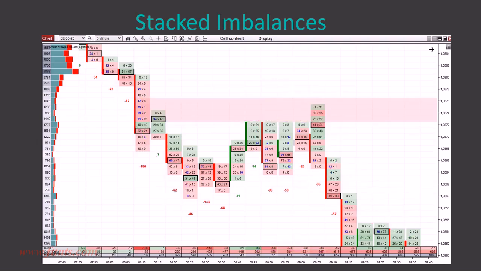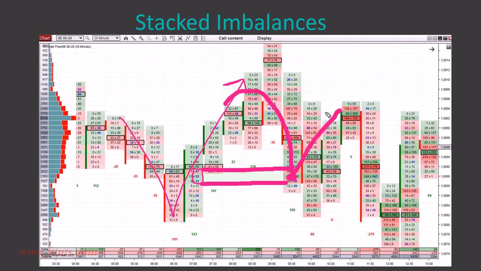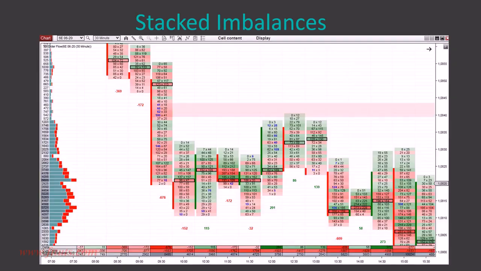All right, so let's go into the next example. This is a 30-minute chart of the Euro futures. There is a stacked buying imbalance in here. And I really like this one because this is a rejection of lower prices. So this stacked imbalance actually showed within the rejection. So this is the support, price makes a pullback, and here we go. This is the reaction.